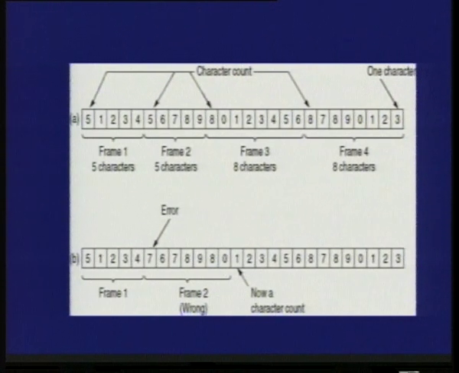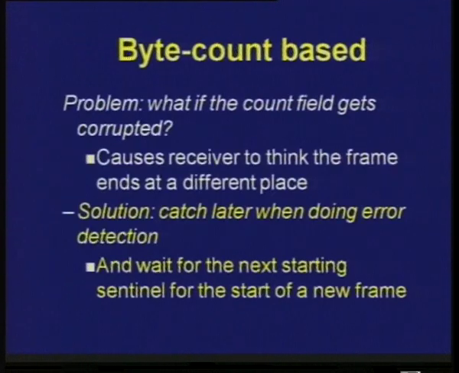Now, what will happen? The receiver will identify the second frame as a frame which is 7 bytes long, which means it will read this as 7, 6, 7, 8, 9, 8, 0, so it will have taken 2 bytes which are actually part of the third frame as part of this frame. Now you have one here appearing as the character count of the next frame, which means you will have a wrong retrieval of frames at the receiver side. Okay. So, how do we solve this problem?